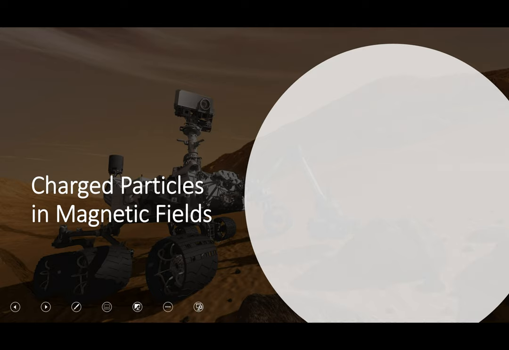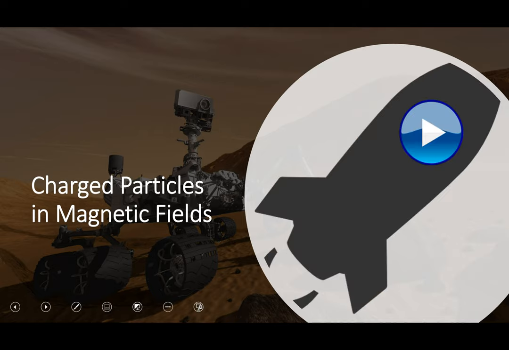Okay, folks, so here is the next lesson on EM induction, where we're going to be looking at charged particles in magnetic fields. Now, this has lots of applications, including things like particle accelerators and mass spectrometers, which are important for us because they can be found on various different robotic spacecraft, including Mars Science Laboratory Curiosity.